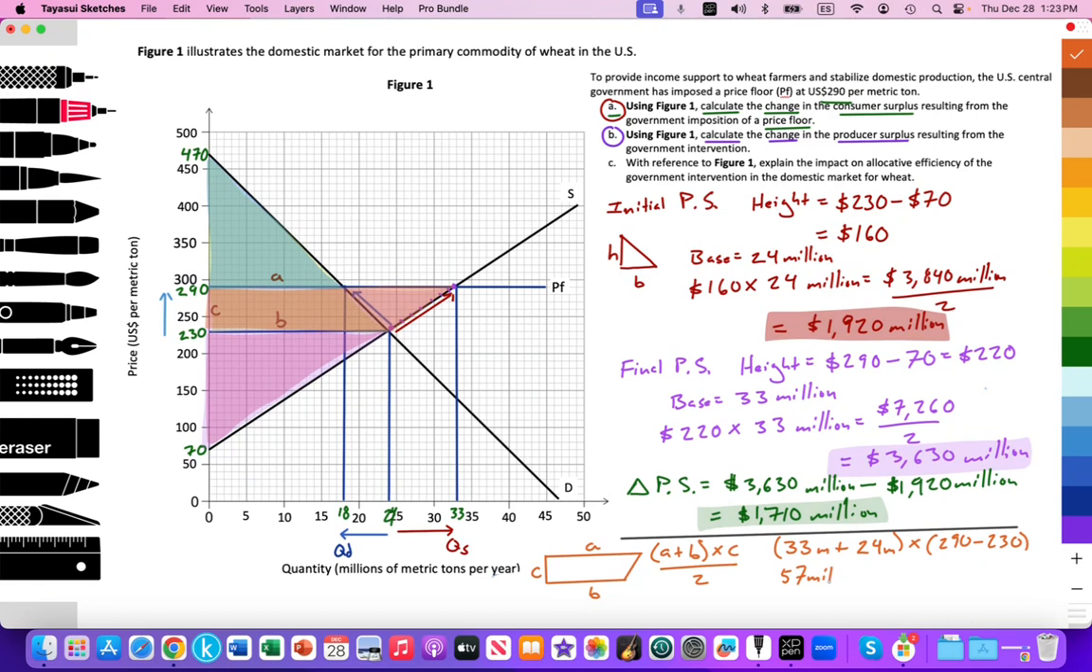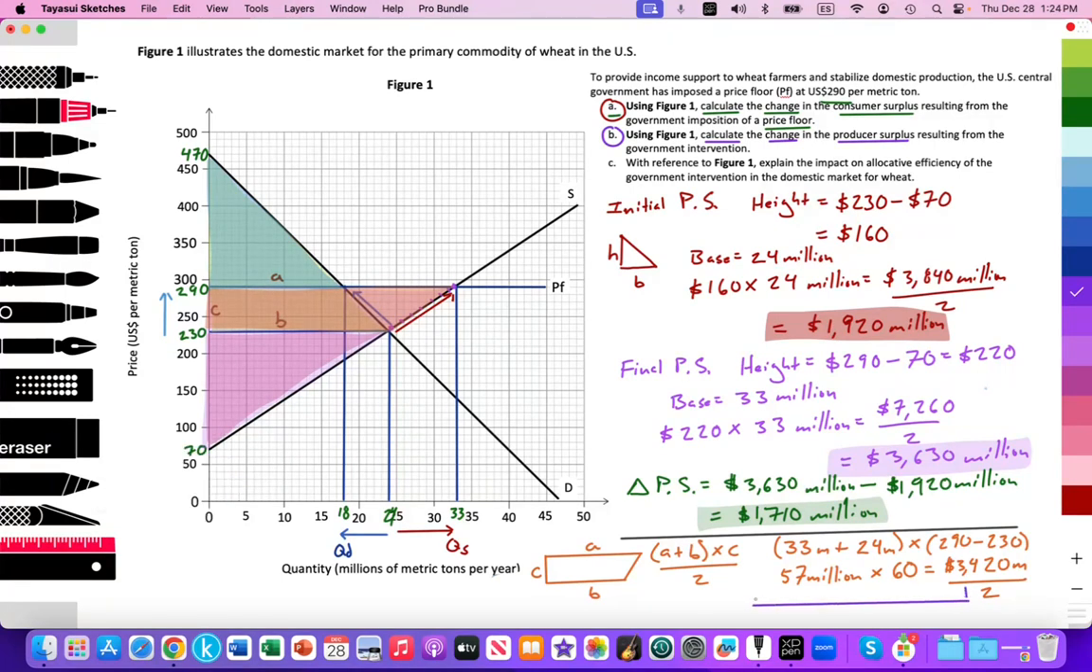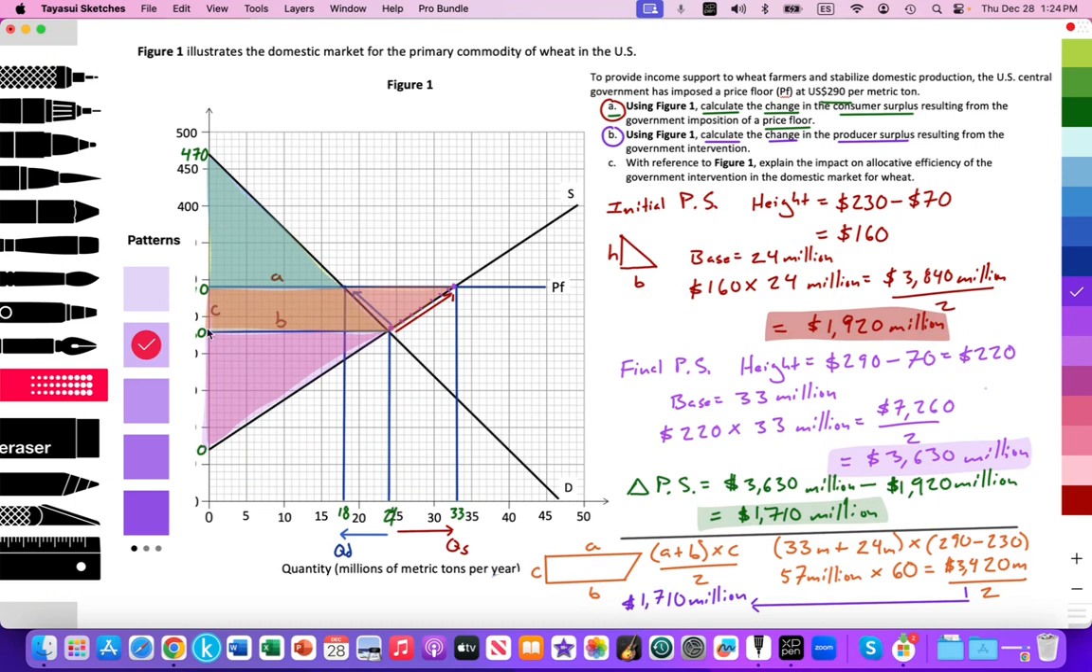All right, so that's going to work out to 57 million times 290 minus 230, which is 60. All right, and that's going to equal 3,420. I'll put M for million, and I'm going to divide that by 2. And so my final answer, since I'm running out of space, put it right over here. That final answer is going to be 1,710 million. Much faster way of calculating that.